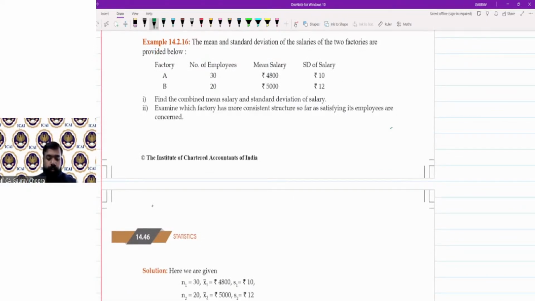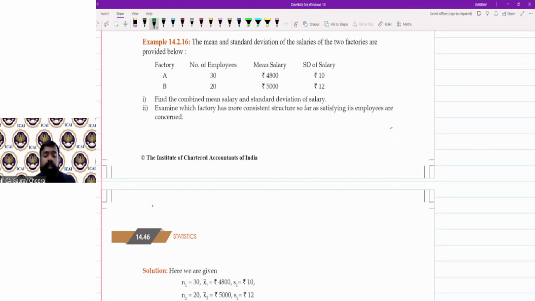Now, the next one is similar, 16th one. This I think you can try by yourself. So Mahima has given the answer. Bhumika Chauhan has also given the answer. Great. So this was basically combined standard deviation.